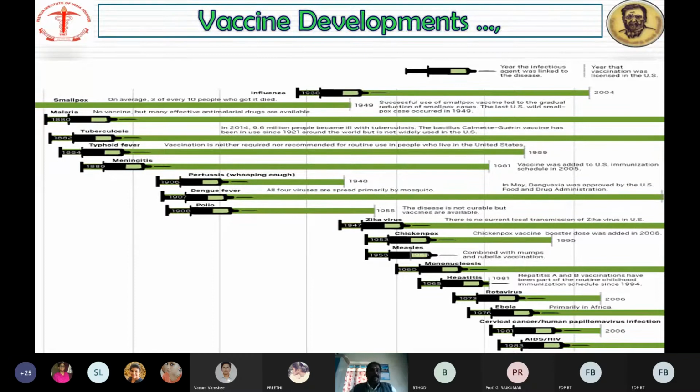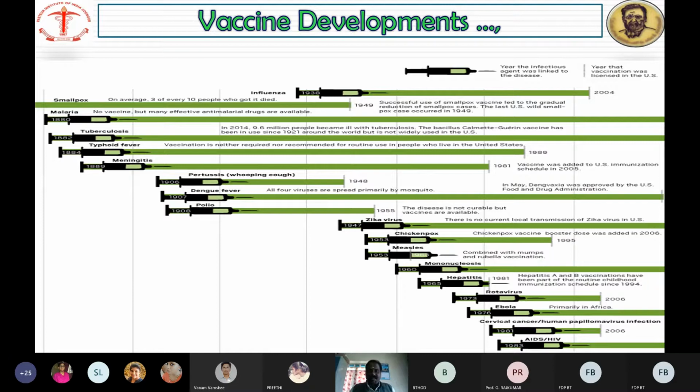And the next is pertussis. In 1906 we identified the pertussis disease, and in 1948 we got a good vaccine against pertussis, like the DPT group of vaccines. Dengue, we identified in 1907, and still there is no proper vaccine. But polio was identified in 1908, and in 1955 there was a vaccine against poliomyelitis. Next, in 1947, the Zika virus came, and still there is no proper vaccine.